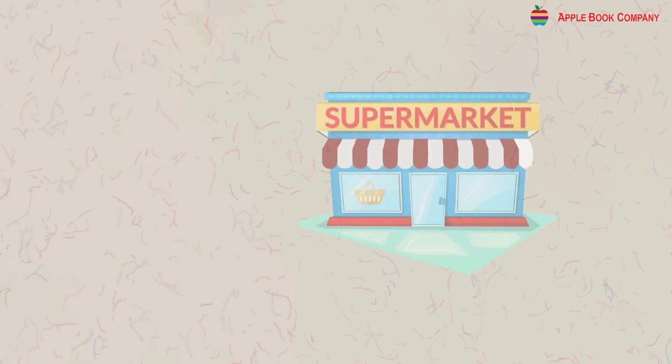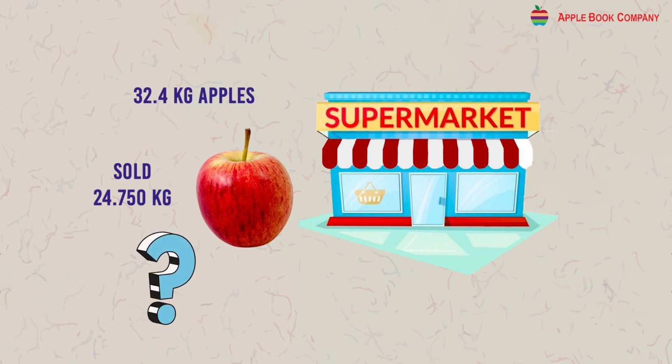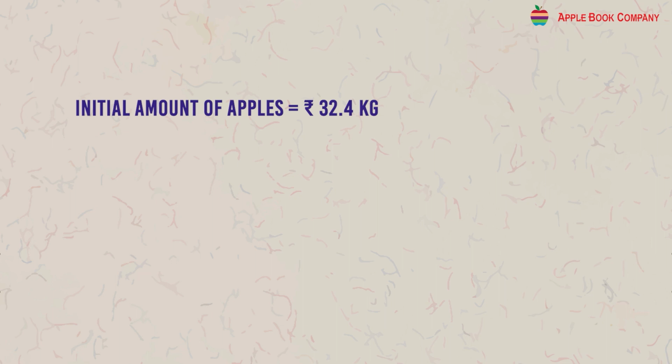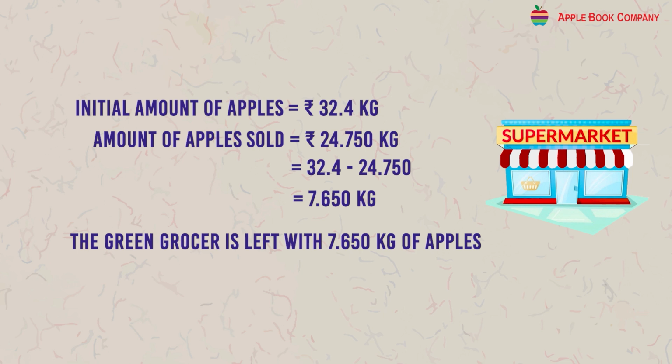Third problem. A greengrocer had 32.4 kg of apples. He sold 24.750 kg of apples. How much of apples is left with the greengrocer? Initial amount of apples is equal to 32.4 kg. Amount of apples sold is equal to 24.750 kg. So 32.4 kg minus 24.750 kg is equal to 7.650 kg. Therefore, the greengrocer is left with 7.65 kg of apples.